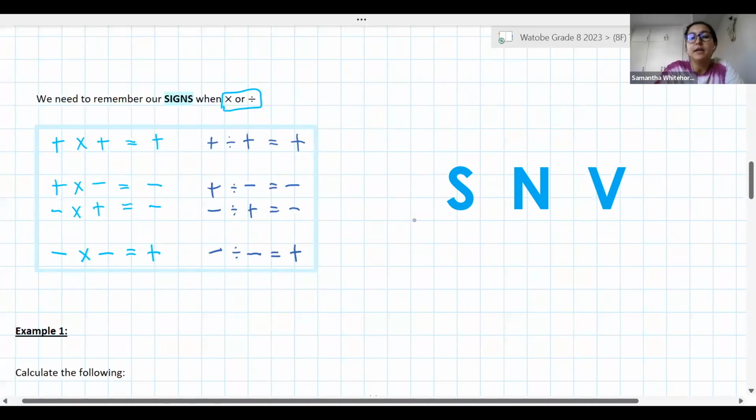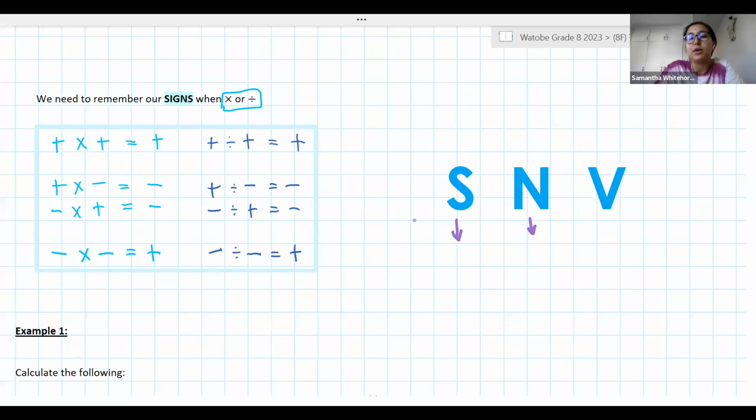SNV helps us, and it's going to help us a lot more when we start doing algebra. SNV helps us to remember to multiply and divide everything in the terms that we're working with. So S stands for signs. So double check what sign your answer would have.